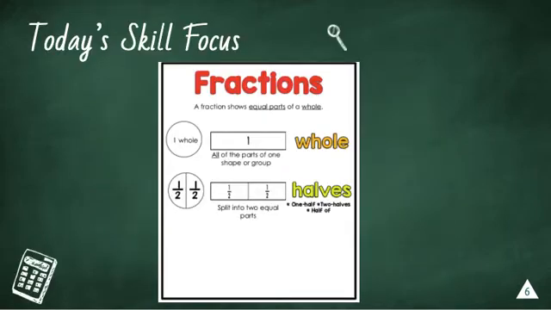Now today's skill focus is creating halves. A fraction shows equal parts of a whole. A whole is all of the parts of one shape or group, as you can see. Halves are split into two equal parts. Halves may be called 1/2, 2 halves, or half of.